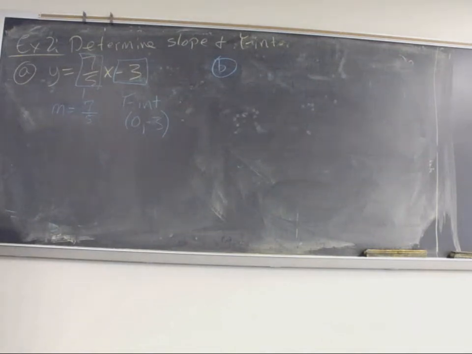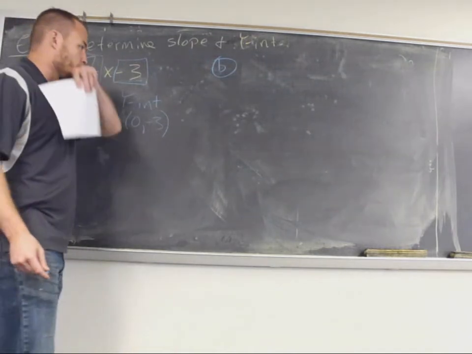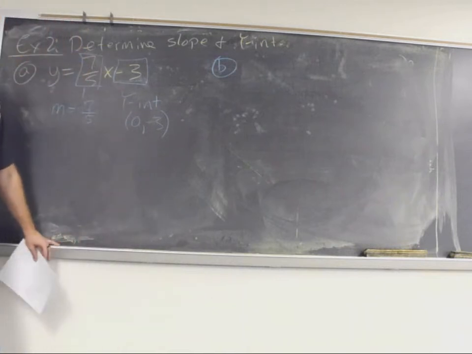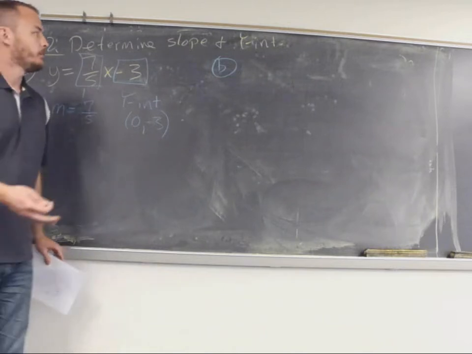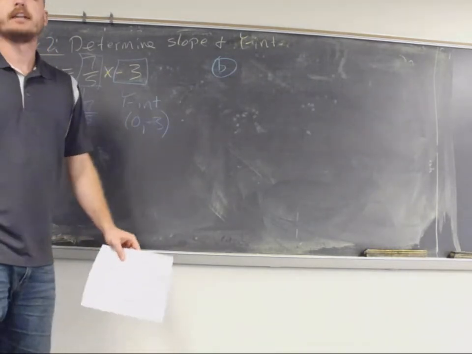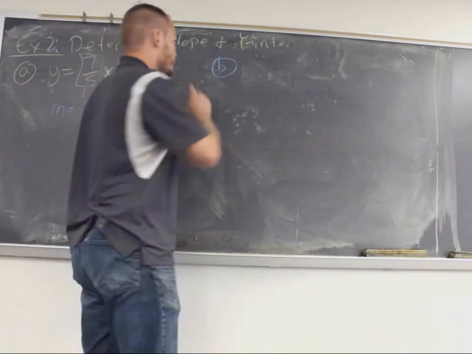Okay, this is a continuation from the previous video. I still want to find and determine the slope and y-intercept. This time I'm going to give you 2 points, and I will show you a shortcut way or the right way to find it. But right now I'm going to go the long way to find it, and that way you can see where everything comes from.